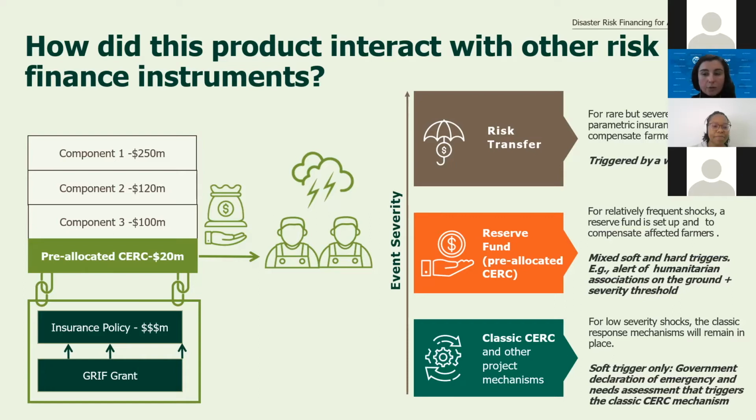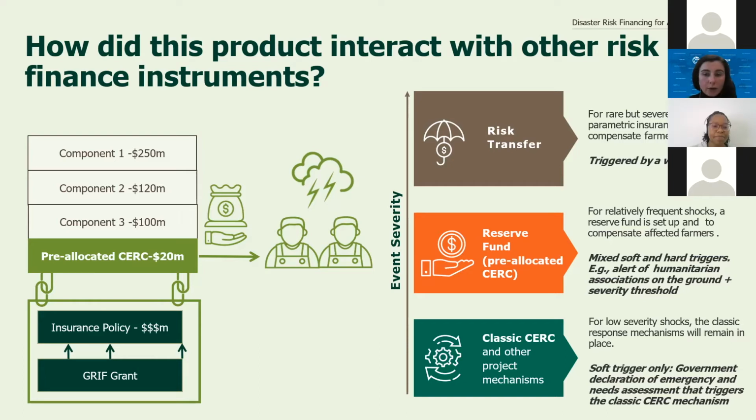Its role is to cover relatively frequent shocks of a higher severity and also more varied shocks. However, it's also very clearly intended to cover weather shocks. And for those weather shocks, we are thinking of a mix between a soft and a hard trigger. For example, the soft trigger could be the alert of a humanitarian association that is on the ground and can observe at a very low granularity at territorial level that something is happening. And then we would have a hard trigger, which is really the severity threshold that a particular event needs to reach.